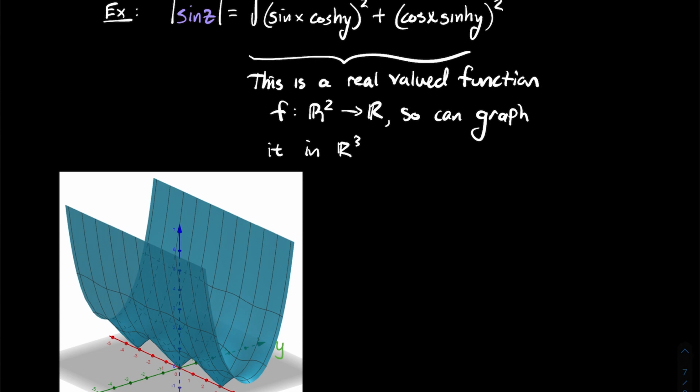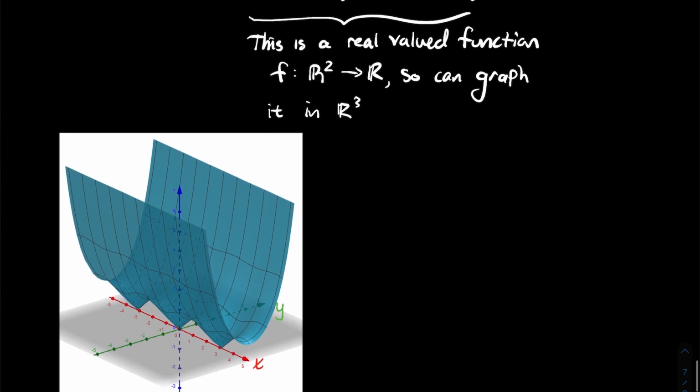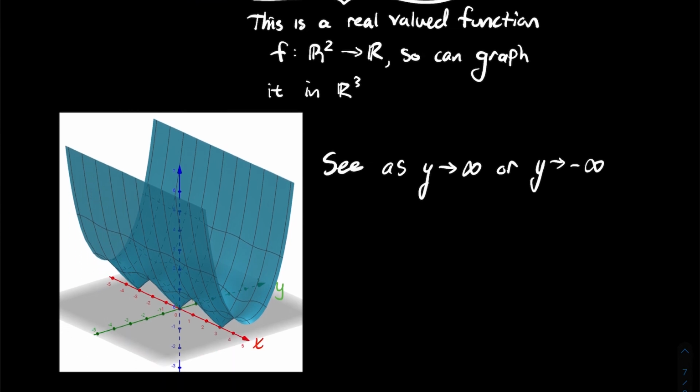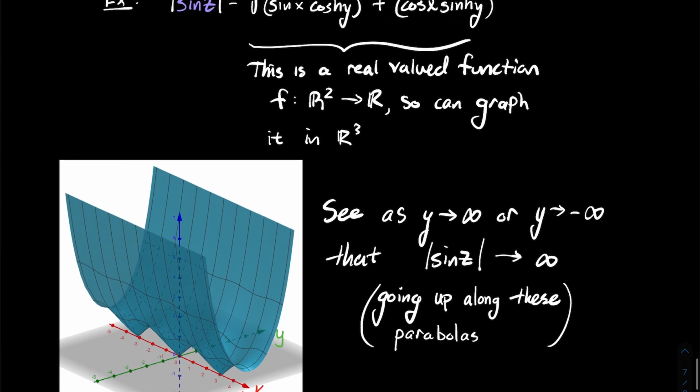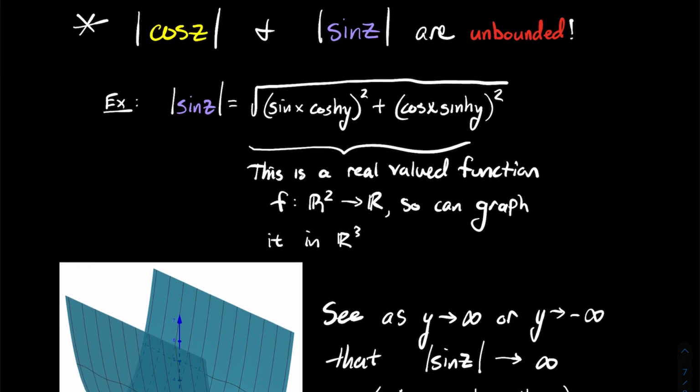For whatever x, y you plug in, the height of this graph is going to be the modulus. Something I want you to notice is if you take y and go either up the y-axis or down the y-axis, so if you move in the positive y direction or the negative y direction, you should see that the height, the sheet, gets really, really tall. You're going up along these parabolas if you go in either the positive y direction really far or the negative y direction really far. What that tells me is that the sheet gets infinitely tall. And so that's trying to justify that the modulus of sine of z is unbounded.